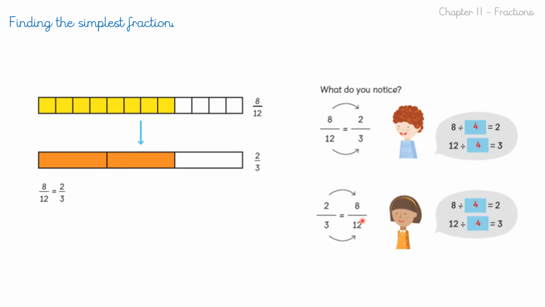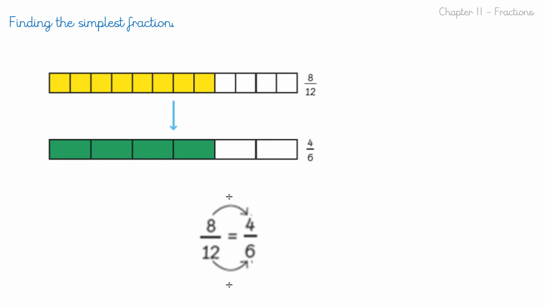So we've got the right answer. Okay, so you can also divide the numerator and the denominator by the same number in order to find the simplest fraction. Let's have a look at this example. We've got here 8 twelfths and 4 sixths.